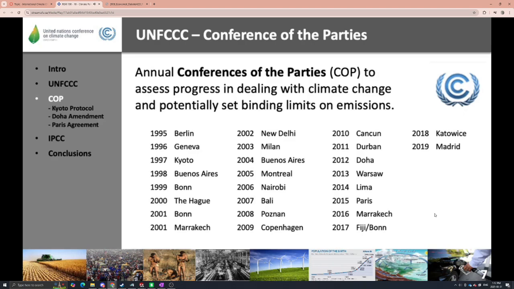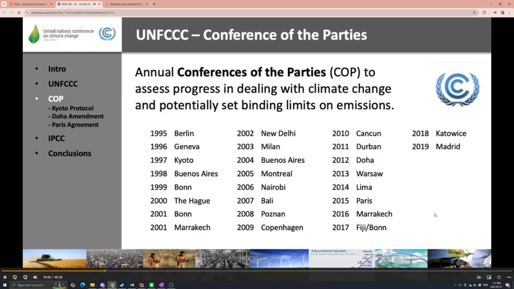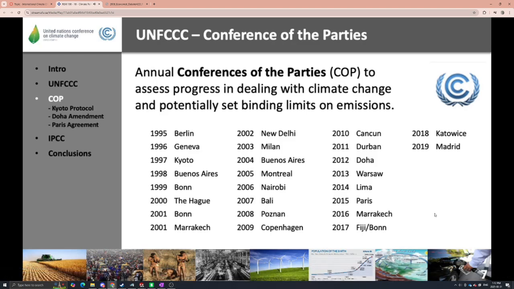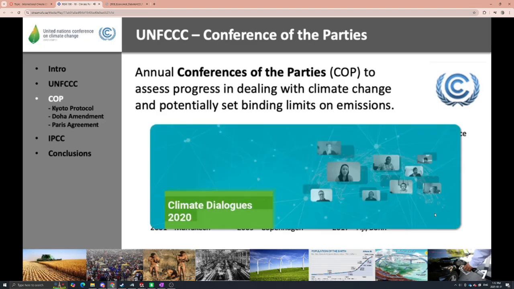The conference for 2020, COP26, was scheduled to take place in Glasgow. However, due to the global pandemic, it was postponed by a year, and instead, the Framework Convention hosted a virtual climate dialogue to provide a platform for parties and other stakeholders to showcase progress and exchange ideas.